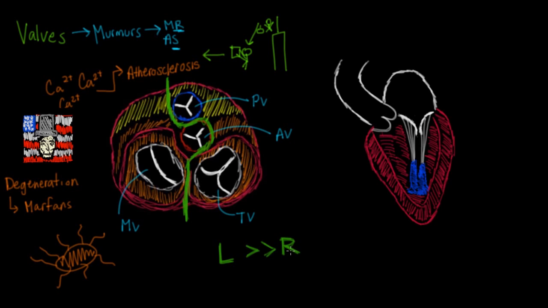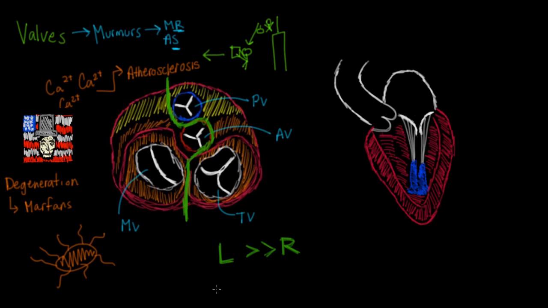And so because the left side of the heart is the workforce that pumps blood out to the rest of the body, and it's pumping at really high pressures, every time the heart beats and goes through a cycle, blood is smacked up against these valves on the left side. And on the right side, blood splashes up against these valves, because it's at much lower pressure and is performing much less work.